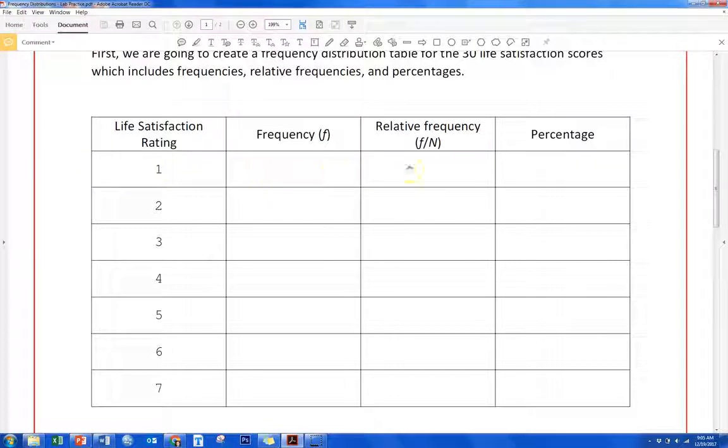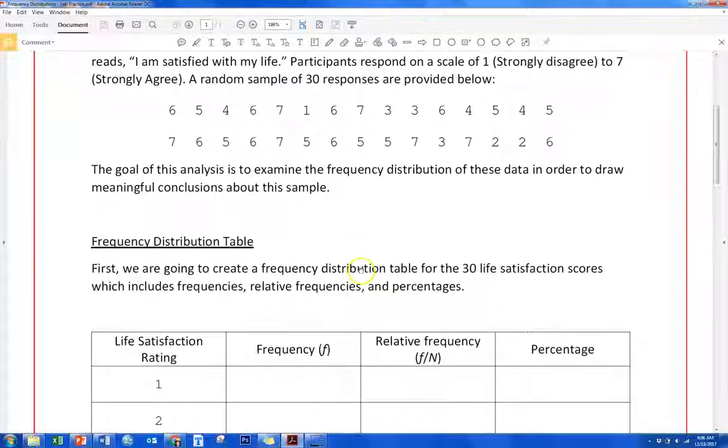So for example, in the first row, how many people said 1, strongly disagree? Relative frequency is a proportion of the people who gave that response, the frequency, to the total number of people. So you take this cell and divide by 30 because there are 30 people, and then we convert that to a percentage for the final column. So let's go ahead and take a look.